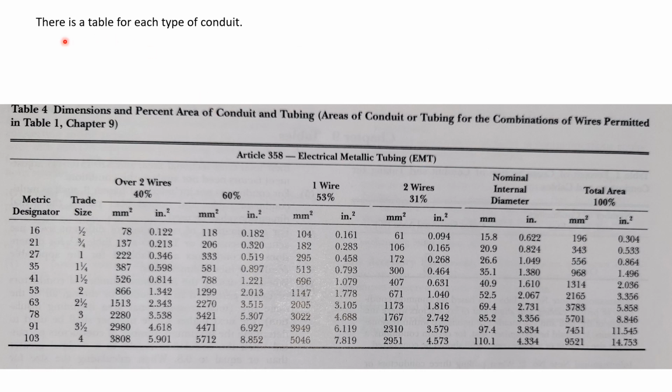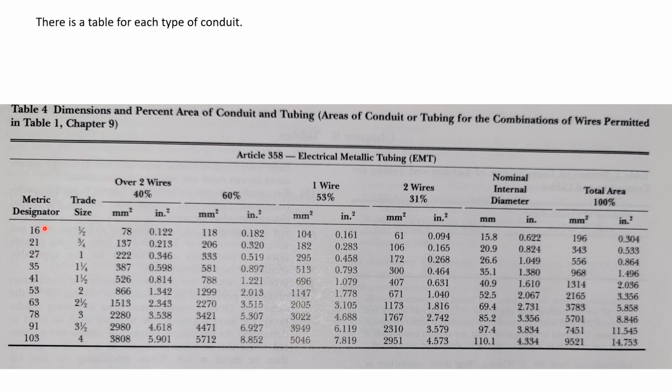So here is the table 4 we're talking about. There is a table here for each different type of conduit. Flip a page in your code book and you can find this table 4. Once again, this one right here happens to be for EMT, electrical metallic tubing. And there's one for each type of conduit. They're all going to be slightly different inside diameter. Okay, so how do you read this table?